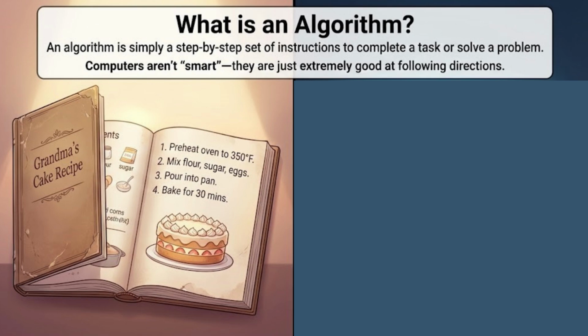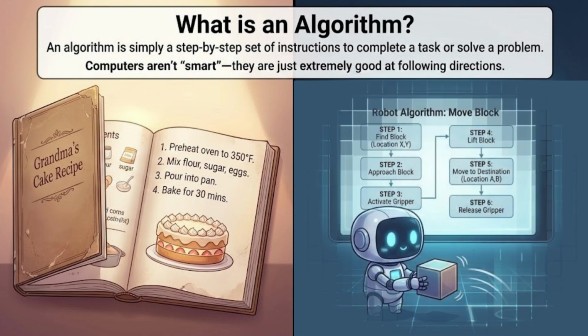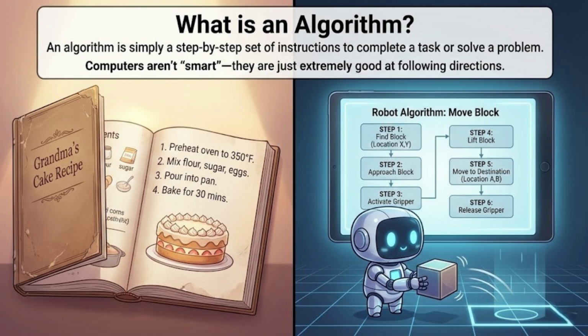Or look at this robot algorithm to move a block. Step 1, find block at location XY. Step 2, approach block. Step 3, activate gripper. Step 4, lift block. Step 5, move to destination. And Step 6, release gripper. It's just steps.